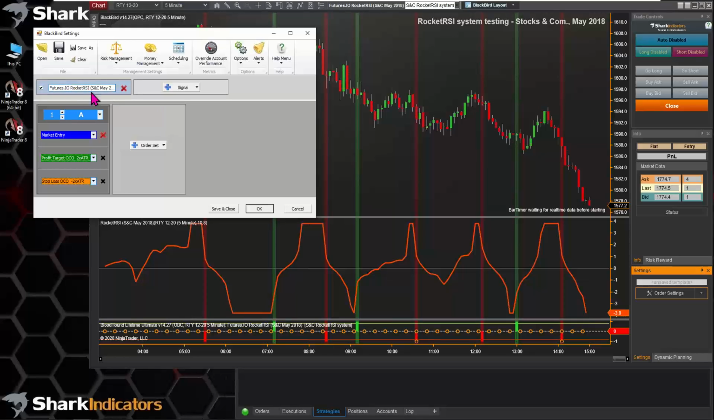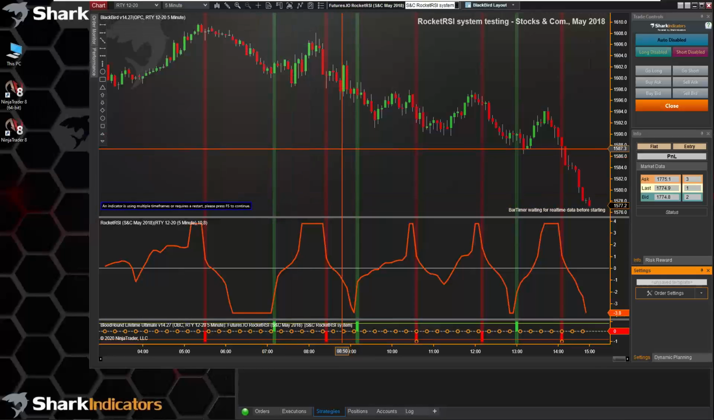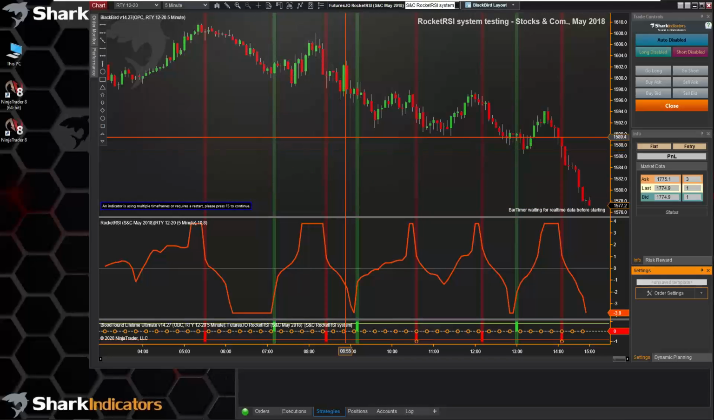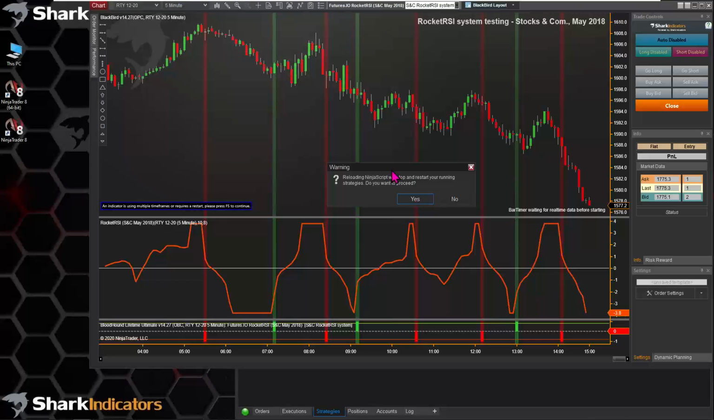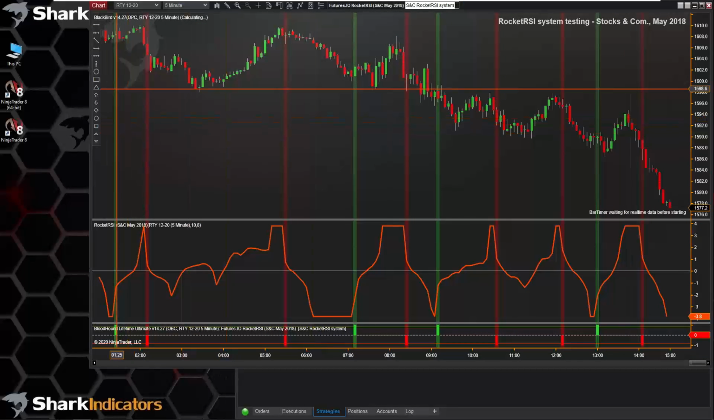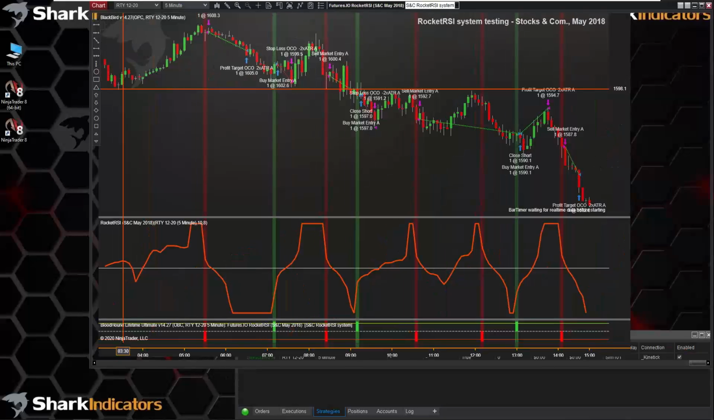We have the entry signal source that tells when to enter a trade. And we have the entry order, profit target, and stop loss set up. So now we're ready to do some backtesting here. So I'll just click OK. And to be clear, NinjaTrader actually does the backtesting. To get the backtesting results, I do need to reload the chart here, so that Blackbird can recalculate everything from the beginning of the chart.